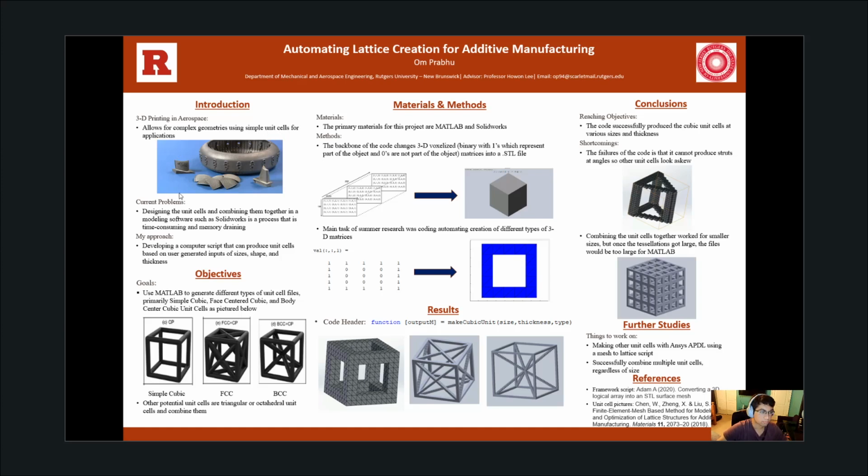for applications. The current problem is that designing the unit cells and combining them together in modeling software such as SolidWorks or Siemens NX is time-consuming and memory-draining. Furthermore, there's no template yet for making these unit cells, so every time you make a new part, you have to create the unit cells again. So what I wanted to solve over the summer was developing a computer script that can produce unit cells based on what the user wants, with the inputs of size, shape, and thickness.